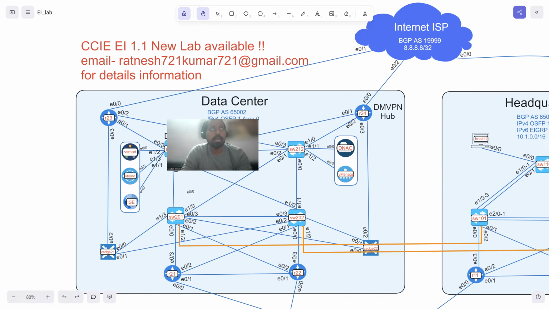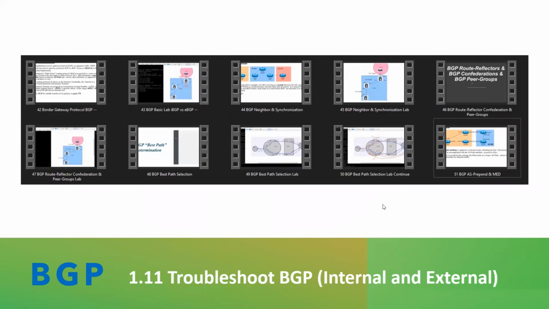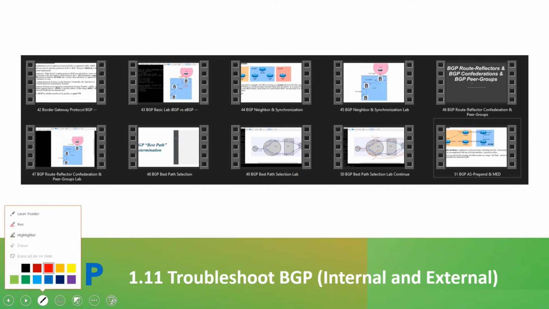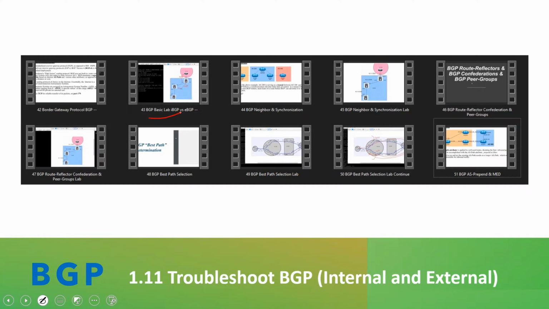Simply contact me and you can get the information related to the new update that we have in the CCI Enterprise Lab. In 1.11, we have to understand about BGP troubleshooting. So I have created one playlist related to BGP where we will understand each and everything related to BGP. First of all, the basics of BGP, how BGP forms, the IBGP relationship, the EBGP relationship, and how BGP uses synchronization. I have covered the theory, and not only the theory, you'll find the lab as well.